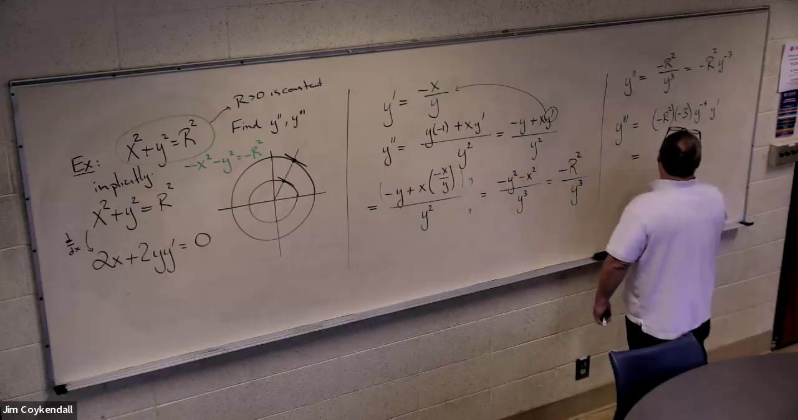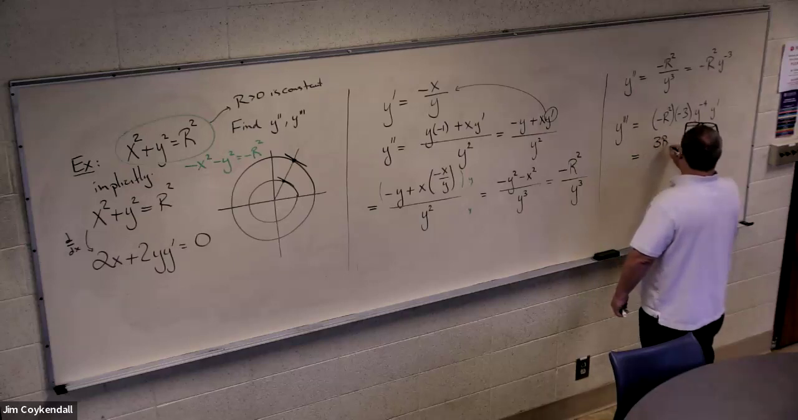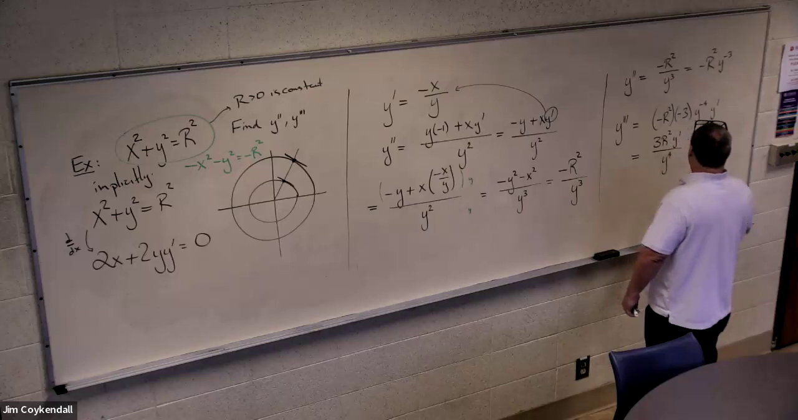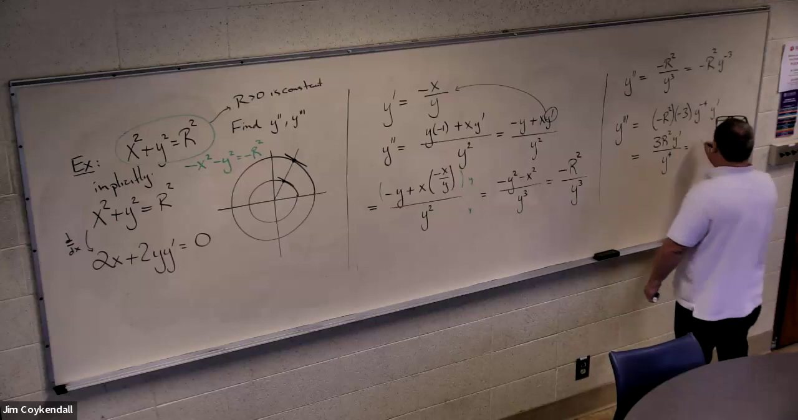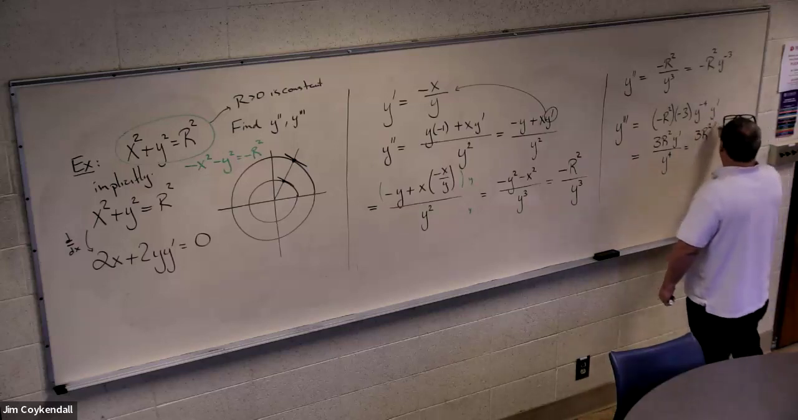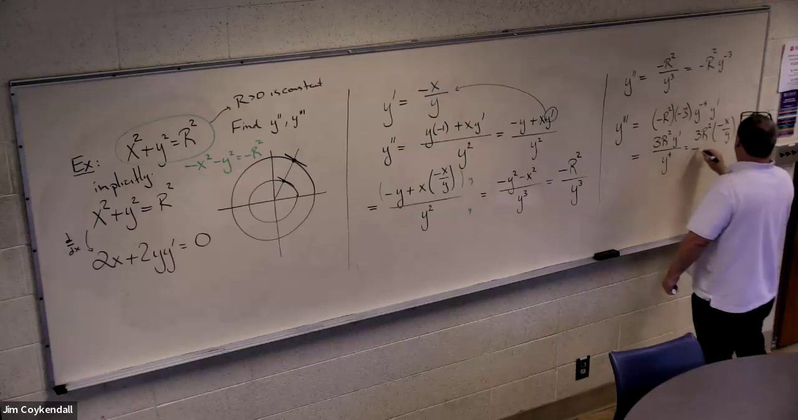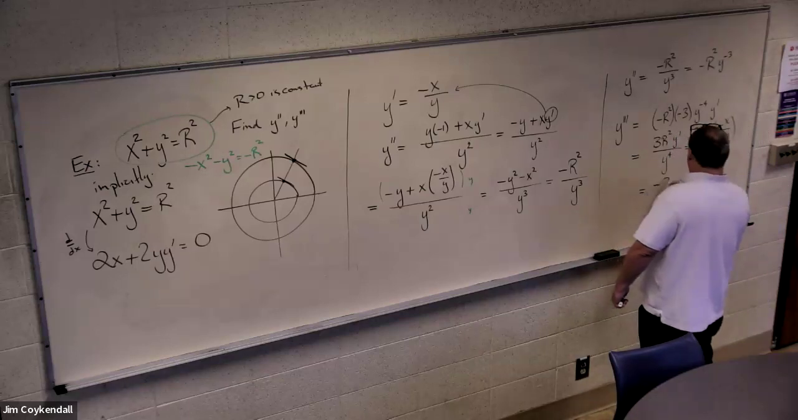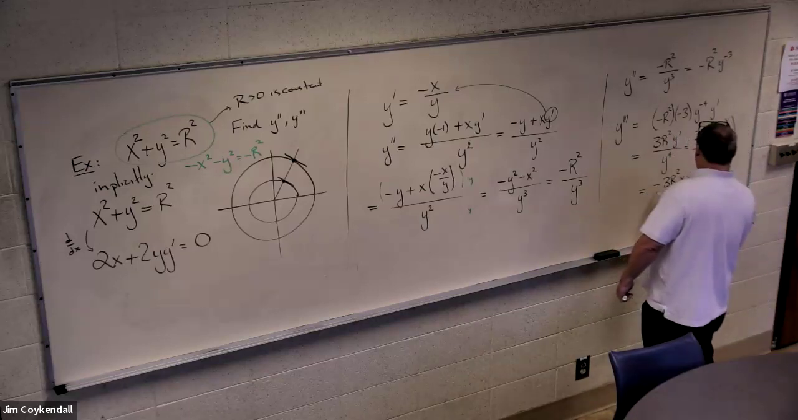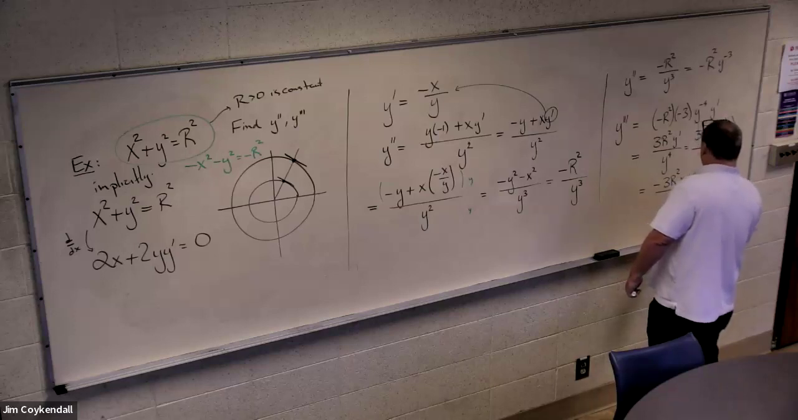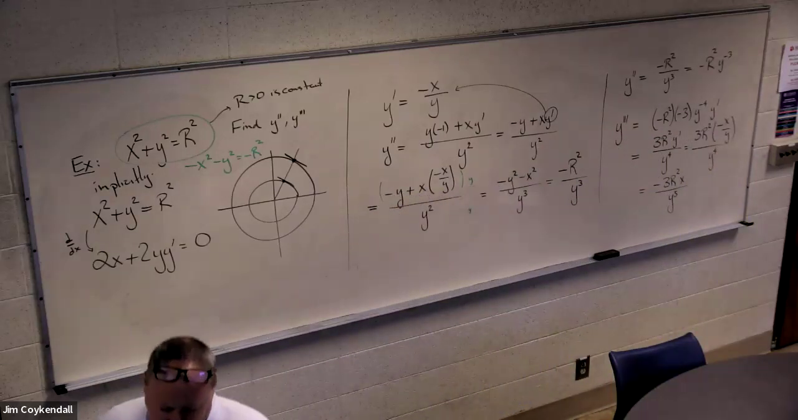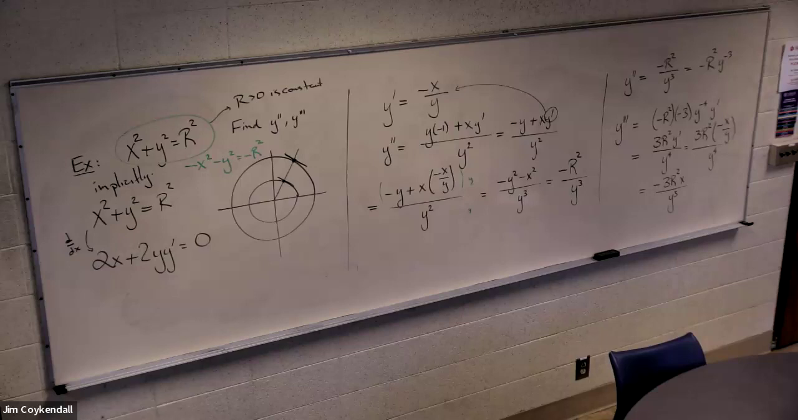So let me clean it up a little bit, just to make it look a little bit presentable. This is 3R squared, y prime, over y to the 4th. For y prime again, substitute minus x over y. So this is going to be minus 3R squared x over y to the 5. I've got a formula depending only on x and y. Okay. Any questions?